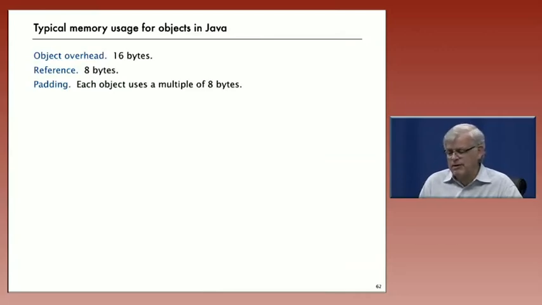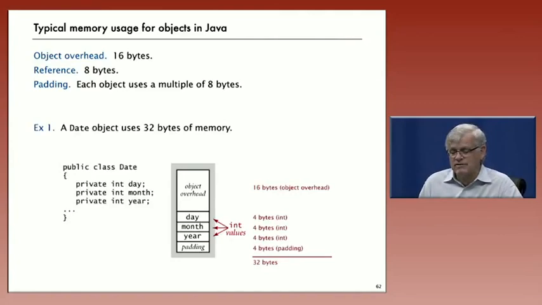Now, a lot of our programs use objects like linked lists and so forth, so we also have to factor in object overhead, the cost of a reference, and also there's padding built in typical implementations to make it so that each object uses a multiple of 8 bytes. So, for example, if you had a date object that had 3 int instance variables, then that object would take a total of 32 bytes. Each int takes 4 bytes. Object overhead is 16 bytes. You need 4 bytes for padding, so it's a total of 32 bytes.